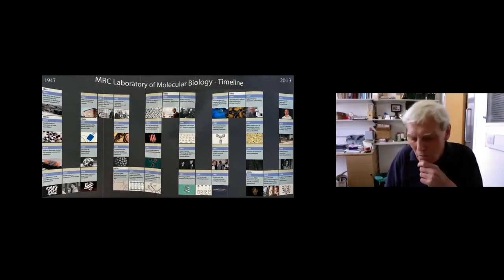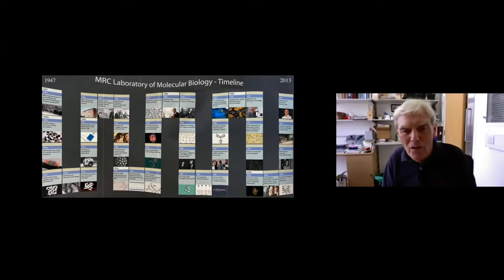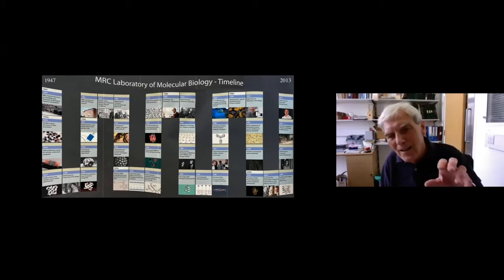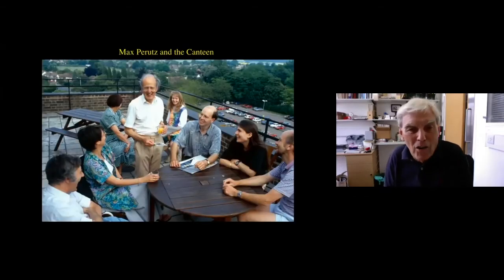But the person that was probably most important in getting the lab off to a flying start and then maintaining its focus on being successful in research was Max Perutz.